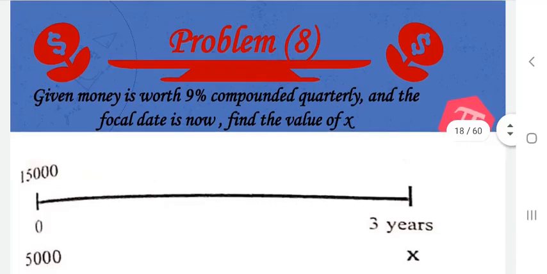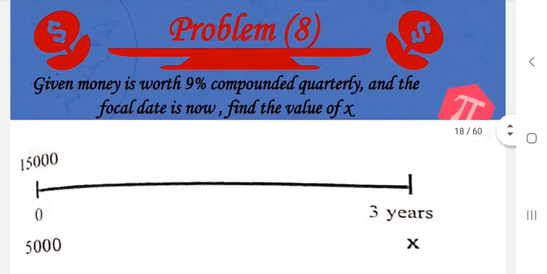The next problem, number 8. Given money is worth 9% compounded quarterly, and the focal date is now, find the value of X. Look at the time diagram. He will exchange one single payment with two payments. One deserved now and the other after 3 years.